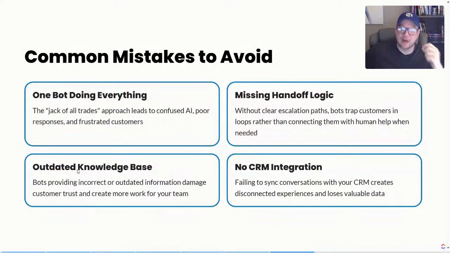Bots providing incorrect or outdated information lose customer trust. If it goes out and says something just completely stupid, and then they talk to you and it's not even close to the same, they're not going to trust you because your tech didn't tell it the right thing. It's going to create additional work. It's going to create additional headaches for you. Make sure you keep your knowledge base updated.